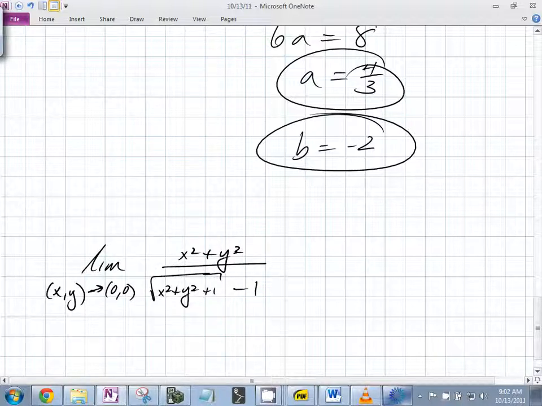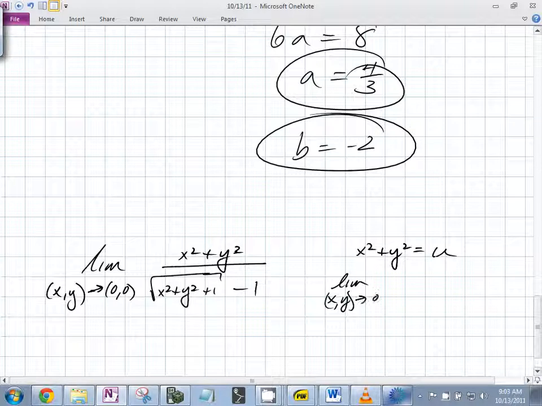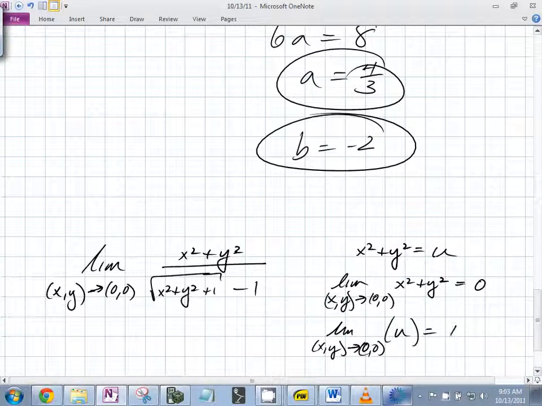That's a two input, one output function. X and Y are the inputs, and the output is going to be Z, right? So the question is, as x, y goes to 0, what does that go to? Well, let's look at it this way. Let's make x squared plus y squared equal to some u value. So what's the limit as x, y goes to 0, 0 of x squared plus y squared? It's 0, right? So what's the limit as x, y goes to 0, 0 of u? 0 as well, right? They're both going to 0.